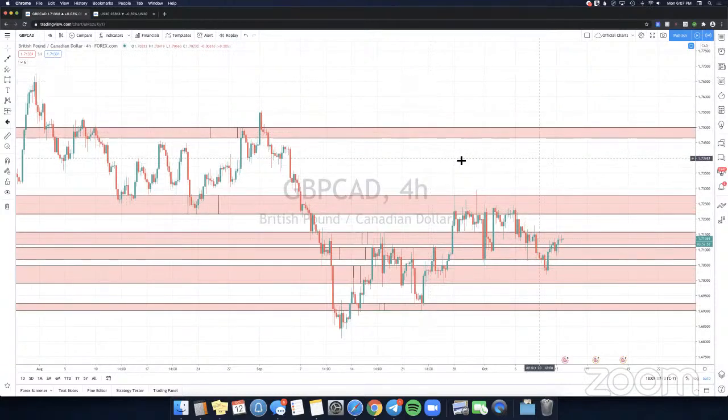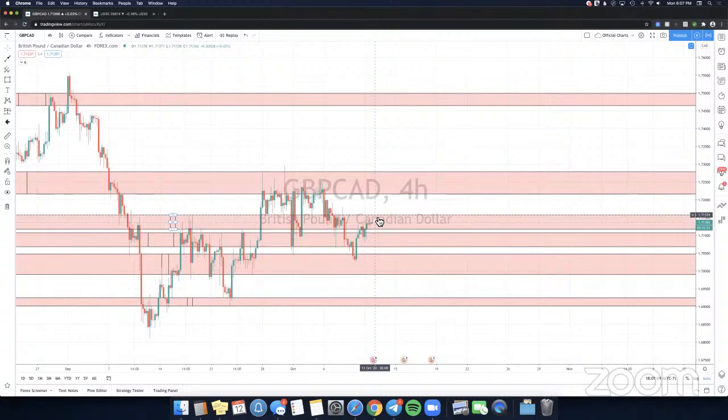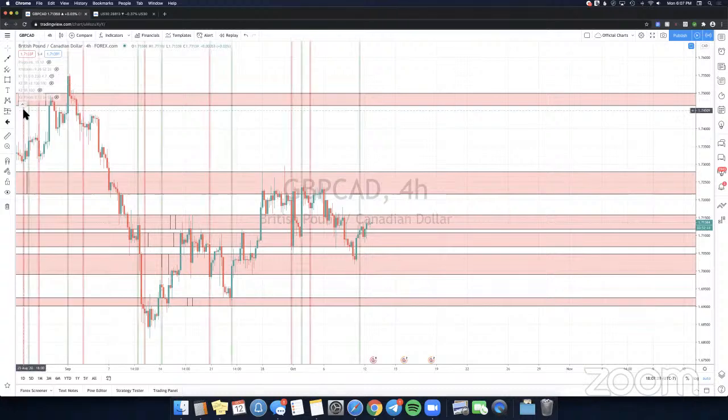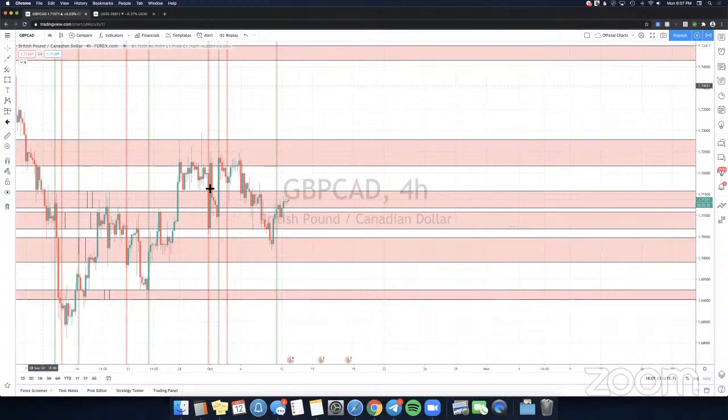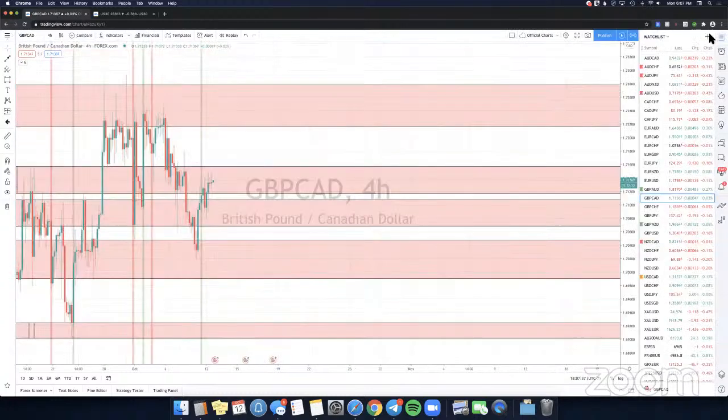But yeah, okay. So there's GCAD right there. The upper zone right here is going to be 1.7157, and the lower zone down here is going to be 1.7068. Looking at the momentum indicator right here, we have a bullish momentum. So if price closes above this zone right here, then we can enter a buy for about 40, 50 pips. So that's GCAD right there. Moving on to the next one.